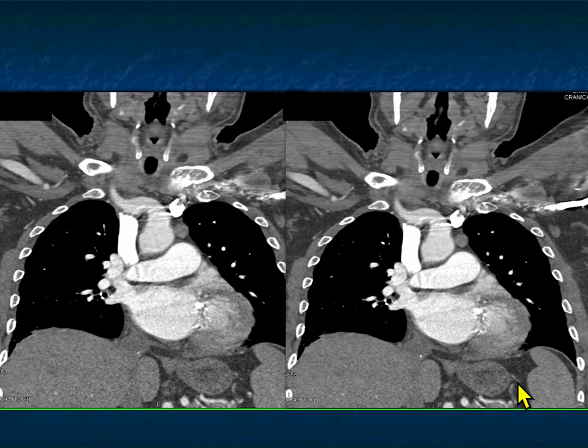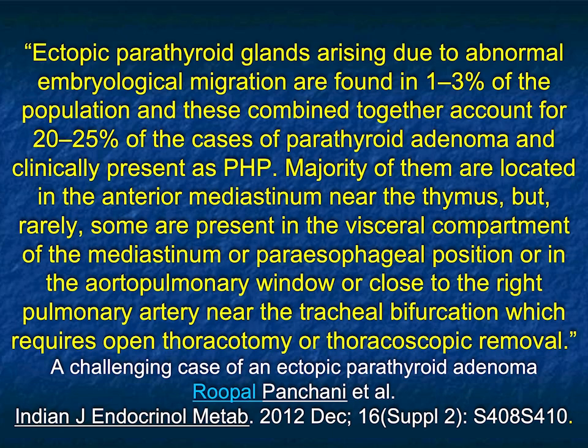And here it is on the coronal view. You can see the nodule right here, or that little node, but that's the ectopic parathyroid adenoma. And just a couple of comments. It's fairly uncommon. Most of them are located in the anterior mediastinum near the thymus, but again, it could be other places. So it's often a challenging diagnosis, as that case demonstrates.